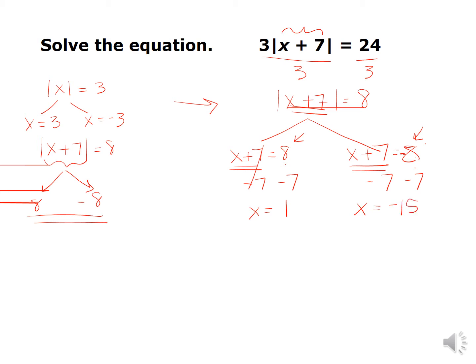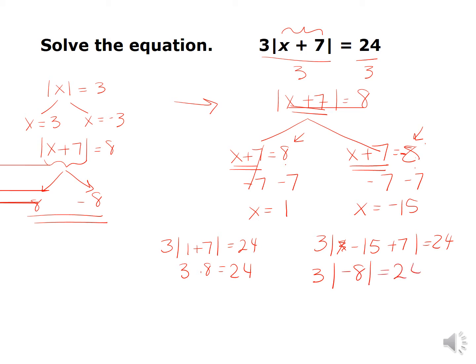Now that's a lot different than a plus or minus, so I'm going to go back and check. I go 3 times the absolute value of 1 plus 7 equals 24. 3 times 8 equals 24. Then I'm going to go 3 times the absolute value of negative 15 plus 7 equals 24. I'm plugging it in for x. And then 3 times the absolute value of negative 8 equals 24, and the absolute value of negative 8 is 8. So again, those two answers work.